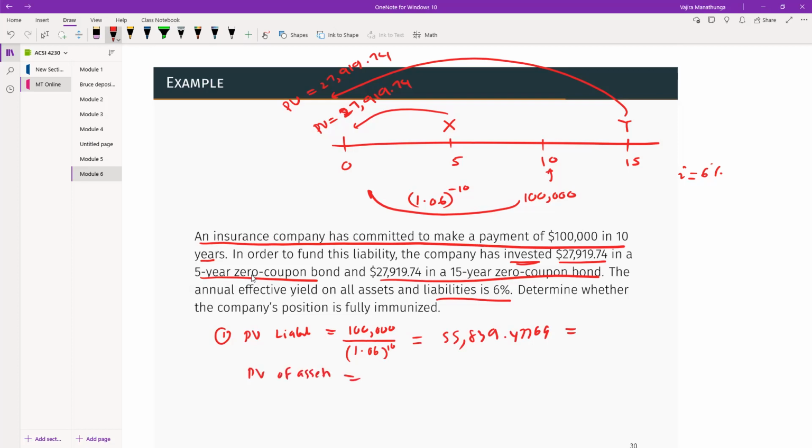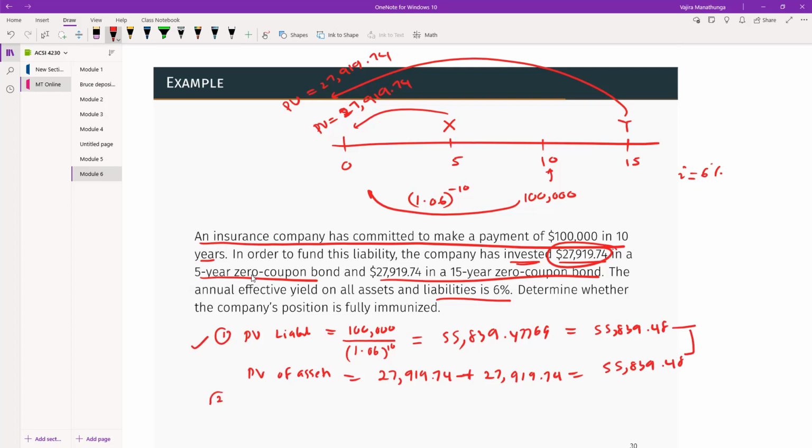is actually easy because it's already given. 27,019.74 plus again another 27,019.74. So if you add those values, you get a very close value. So it's going to be 55,839.48. It is very close to this value. So these two are same. So present value of assets equals present value of liability. So first condition is satisfied.